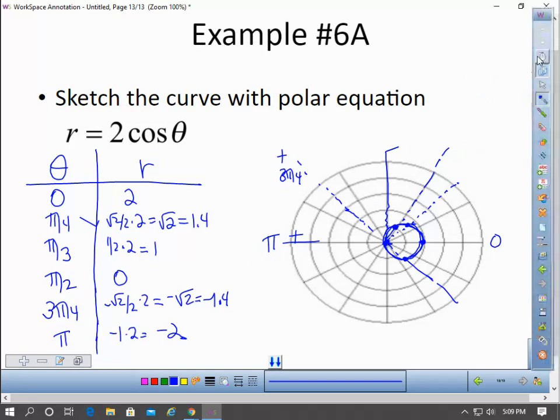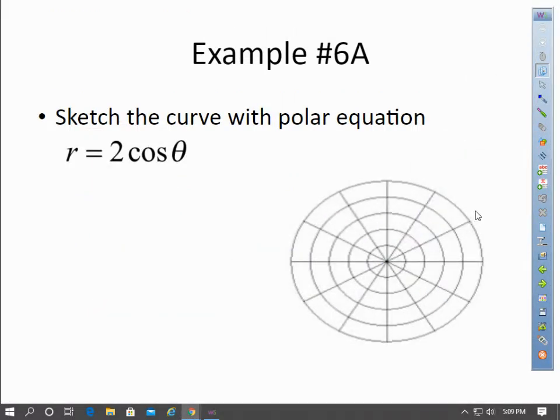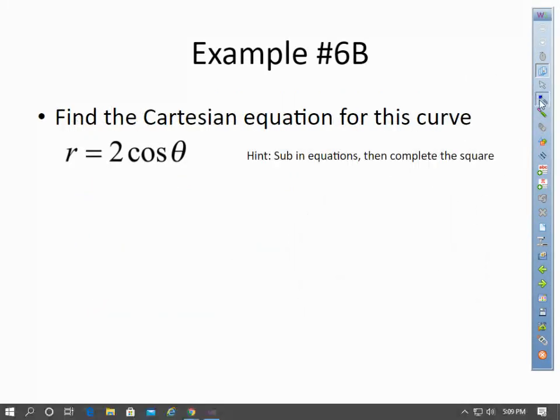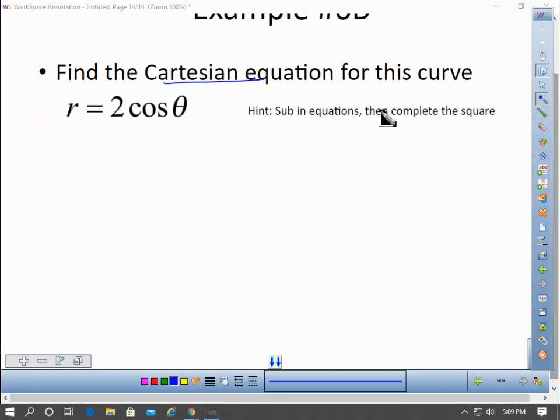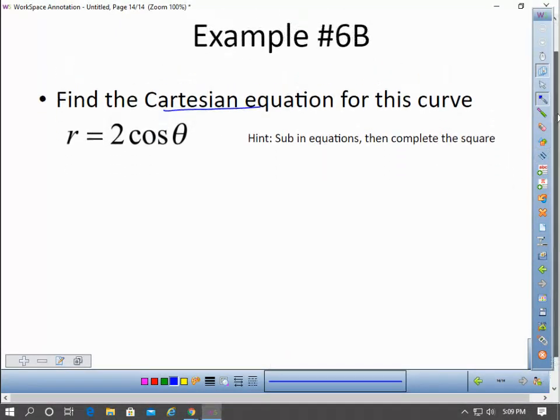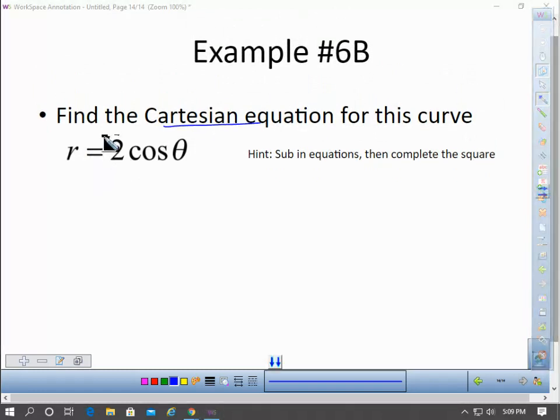Okay? All right. Now, what I want to do for this same problem is come up with the Cartesian equation for that same graph I just drew. So I want the equation of that circle. So how do I use my polar stuff to convert this equation into a Cartesian equation?